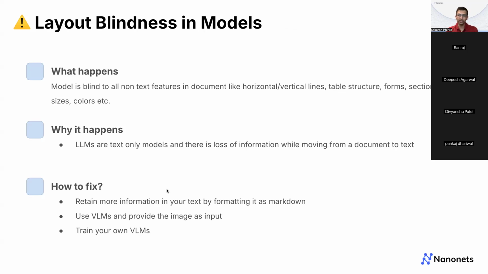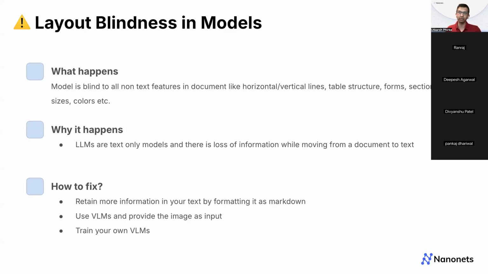Another issue is layout blindness. If you are using strictly LLMs, the LLM will deal with text. And when you give the text as input, it will miss out on features like vertical line, horizontal line, font sizes. All of that information will be lost. And that will lead to problems because when we read documents, we rely a lot on the structure, that there is a horizontal line here. So it separates the section above it and below it. Your LLM won't have access to that information. So naturally, it's going to make some mistakes.